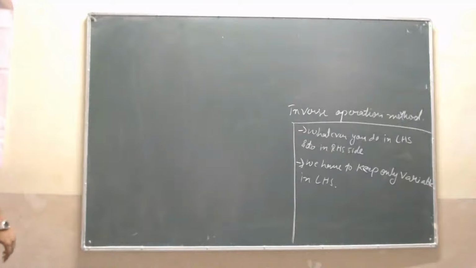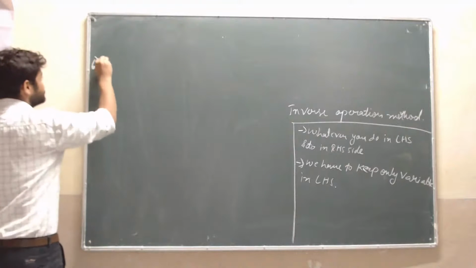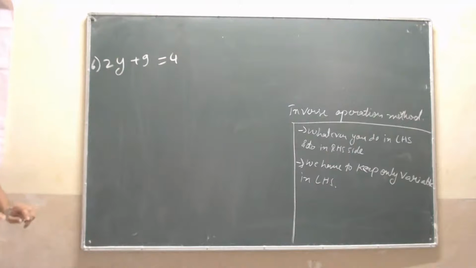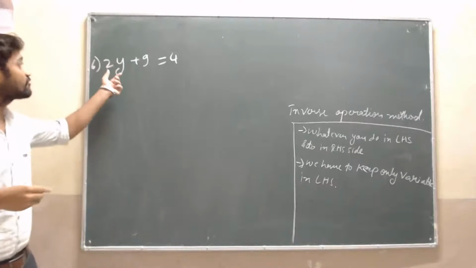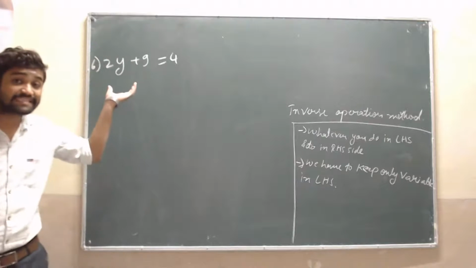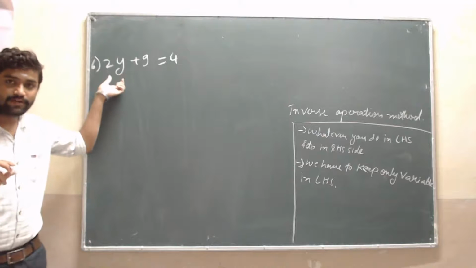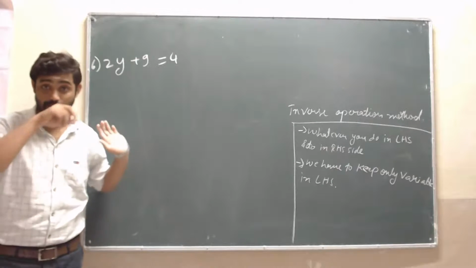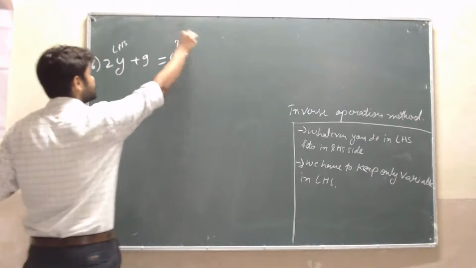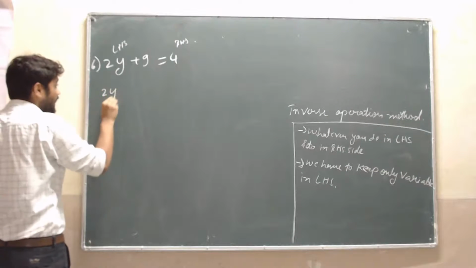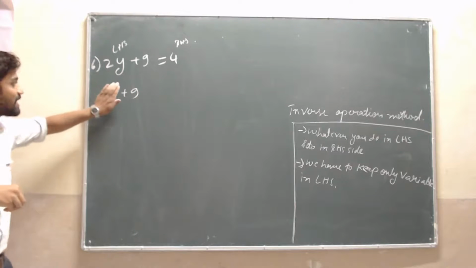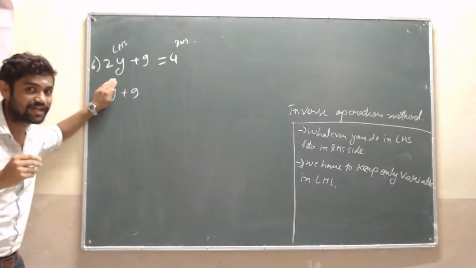That is 2y plus 9 is equal to 4. So we have to find the value of y here. First step, what should we do? On the LHS side, we want only the variable, that means only y. See here. So I will take LHS and RHS. LHS is 2y plus 9. I will cover this variable a bit, otherwise it will confuse us.